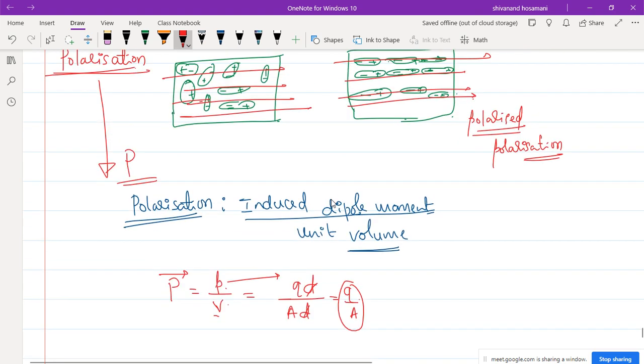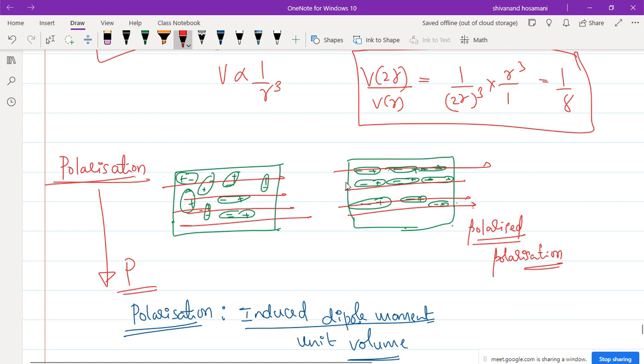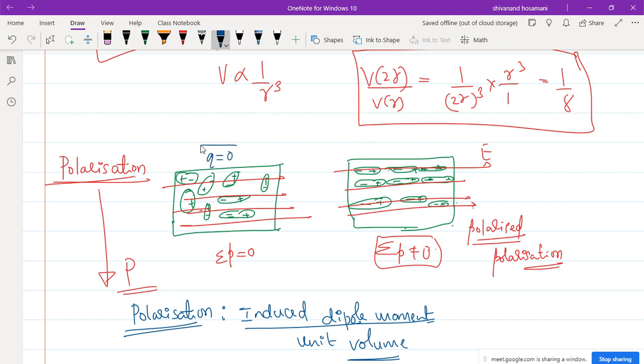Before the application of an external field, the net dipole moment, the net summation of small p, is equal to 0. But when you apply an external field, these are going to orient along a particular direction. Therefore, the summation over small p is not equal to 0. Moreover, the total net charge will be 0 before the application of the external field. So before the application of the external field, the net charge is also 0.